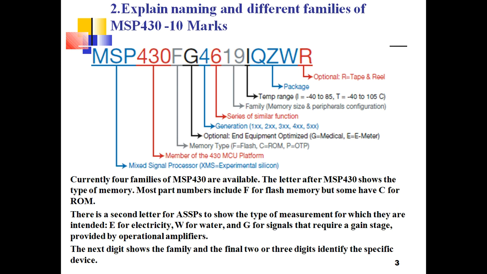4 indicates a generation. The IC belongs to which generation? Whether it belongs to first generation or second generation, third generation, fourth generation or fifth generation, it depends on the number. Here 4 means it's a 4th generation IC. Next 6 indicates series of similar functions. It belongs to which series? That is indicated by the 6. Next 1 and 9, both letters.